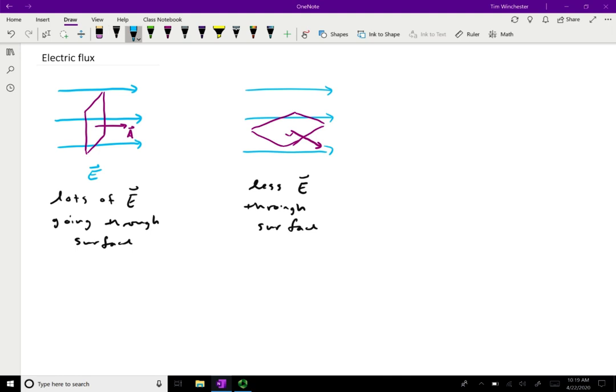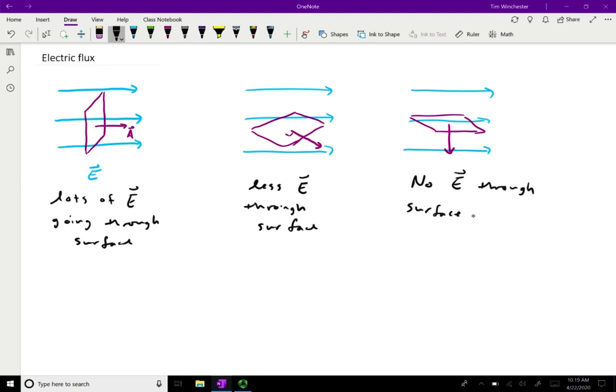And then in the extreme case, if I have my electric field like this, and I put the surface like so, that the area vector is perfectly downward, well, now we can see that there's no electric field through the surface. Because instead of going through, it's going along the surface.